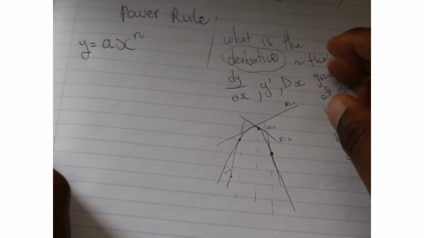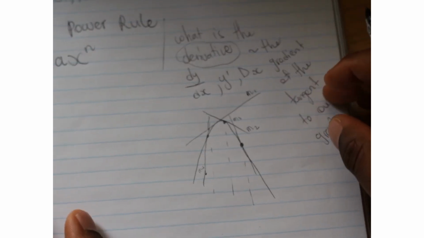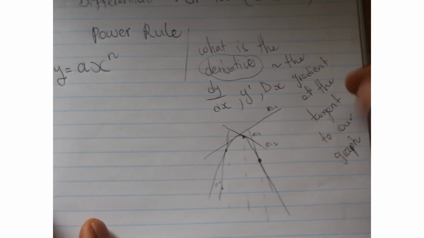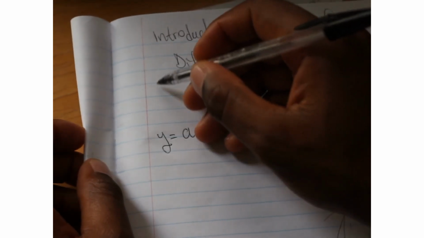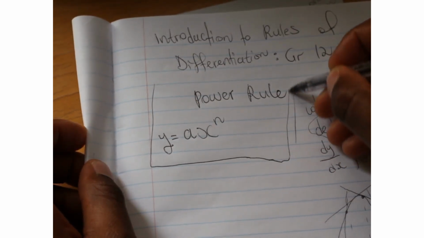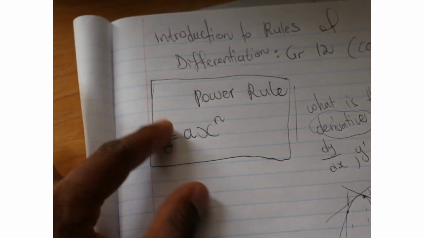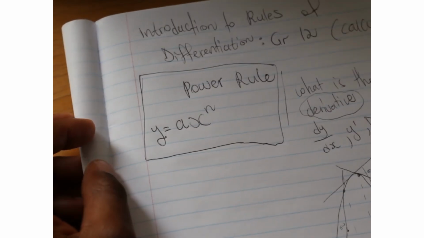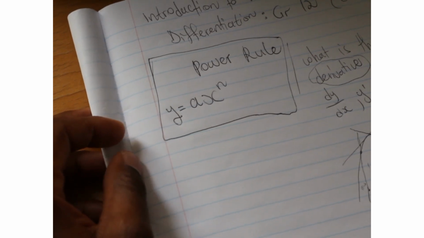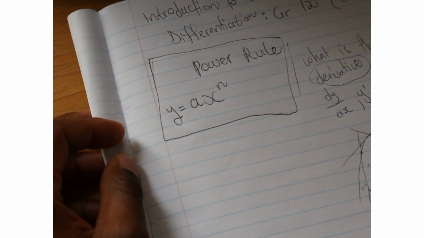But let's not talk too much on that, because really the focus of today is how to use the power rule. Remember what I said, this is the power rule. If you didn't pick up anything that I said, make sure that you understand what I'm about to teach right now. The power rule. This is the most important rule in calculus. So y is equal to a x to the exponent n.